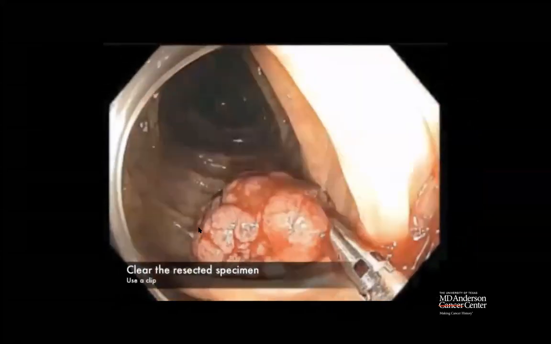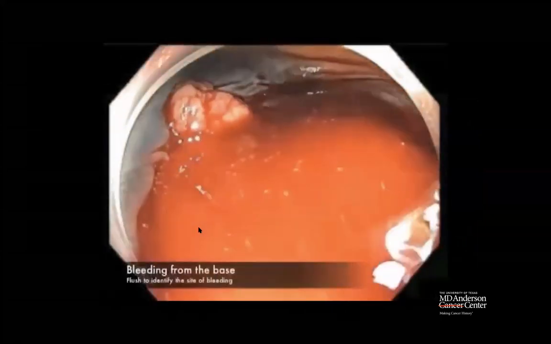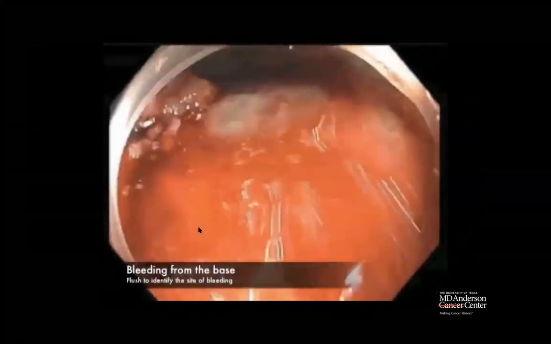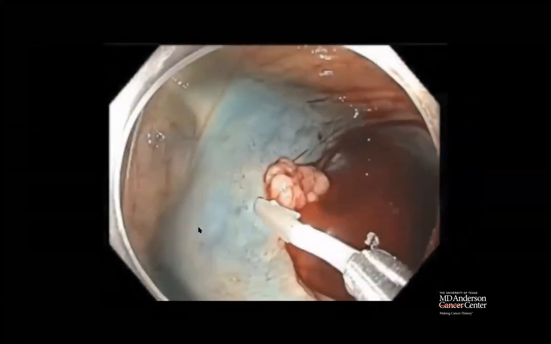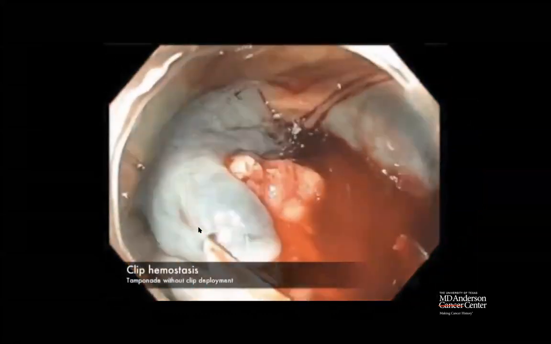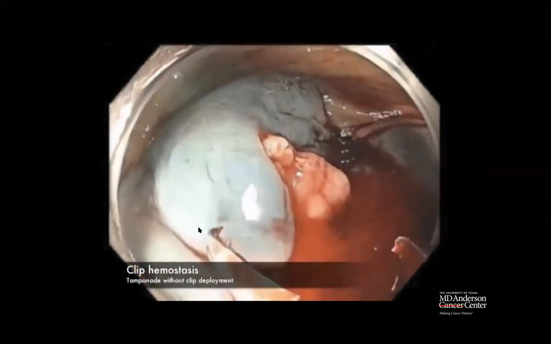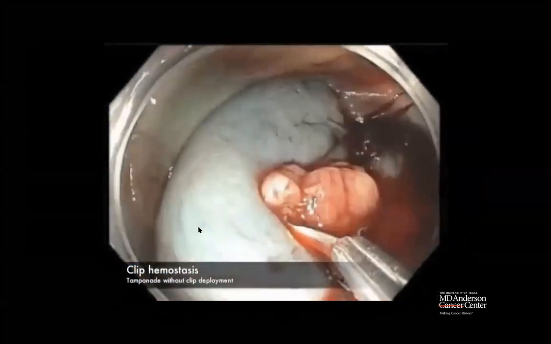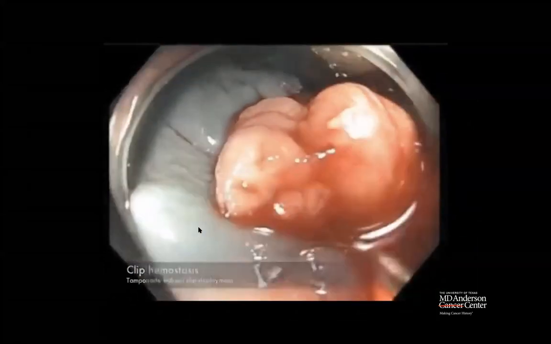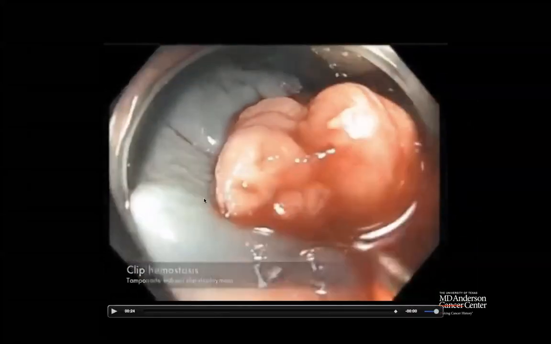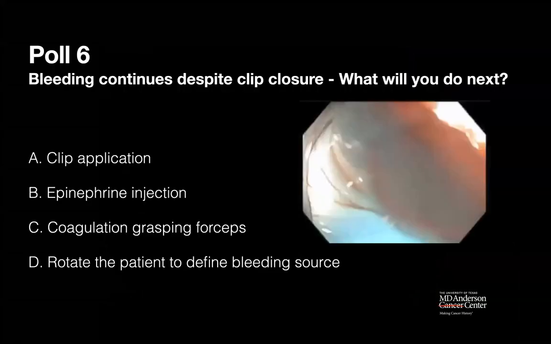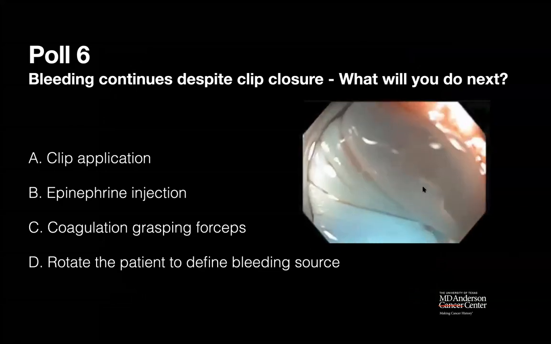So this is what happened, there was a lot of bleeding. The resected polyp was in the base, and we couldn't see the exact site. We thought maybe it's at the top edge, and we tried to grasp that a little bit blind. The patient's respirations kept the area moving, and despite clip application, there was continued bleeding. So the bleeding continues despite the clip closure. What would you do next?